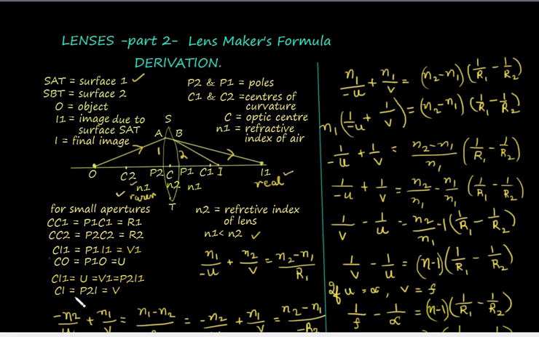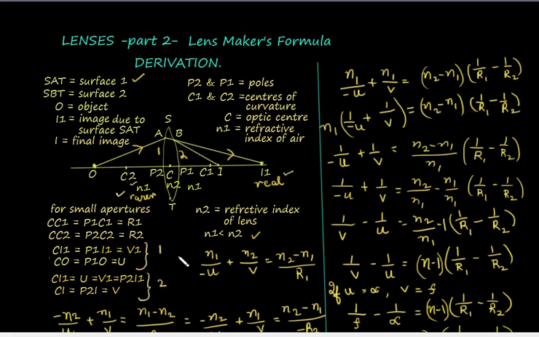CI is the distance of the image for surface 2. That is equal to P2I, and that is equal to V. Now, this we have taken for surface 1 and this we have taken for surface 2.